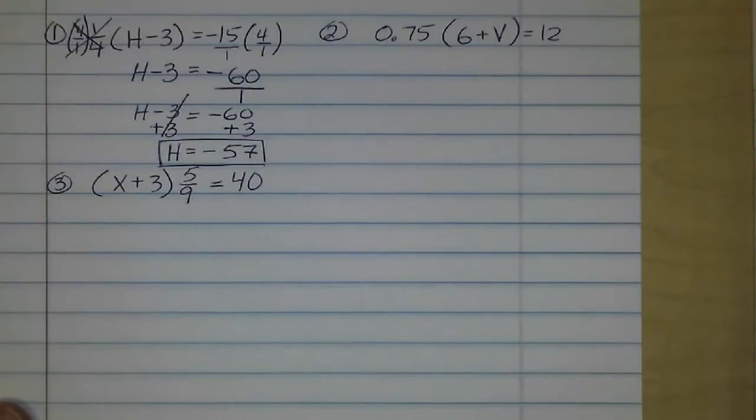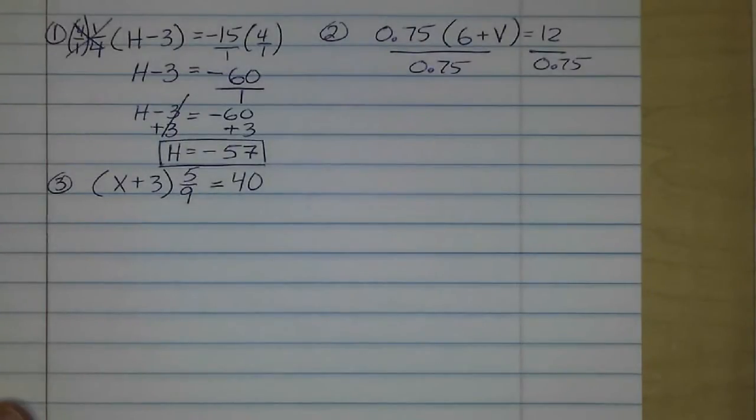Now let's take a look at number 2. Here we have a decimal as a factor outside of the parentheses, so we're going to solve the same way. The opposite of 0.75 being multiplied is dividing by 0.75. So let's do that on both sides. Now on the left, the times 0.75 and divided by 0.75 cancel. And on the right, using the calculator, 12 divided by 0.75 is 16.